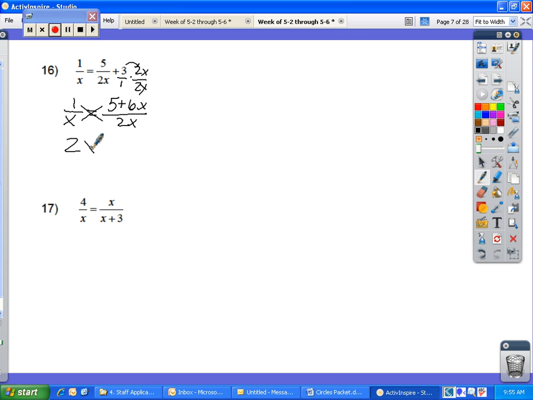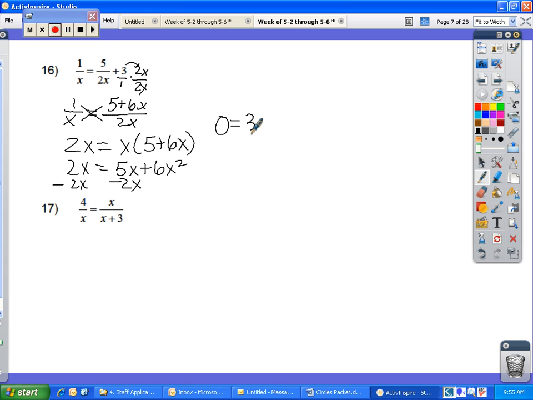So 1 times 2x is 2x, x times 5 plus 6x. So 2x equals 5x plus 6x squared. Subtract 2x from both sides, and I get that 0 equals 3x plus 6x squared. Factor out a 3x, and I'm left with 1 plus x. So my two possible solutions are 0 or negative 1.